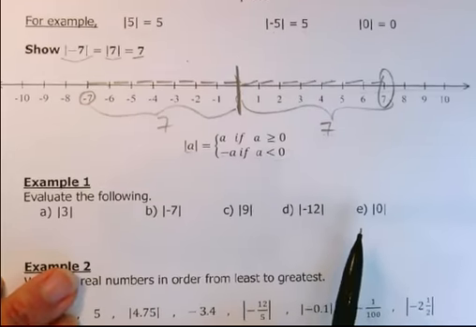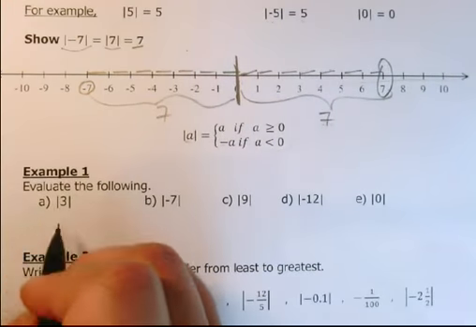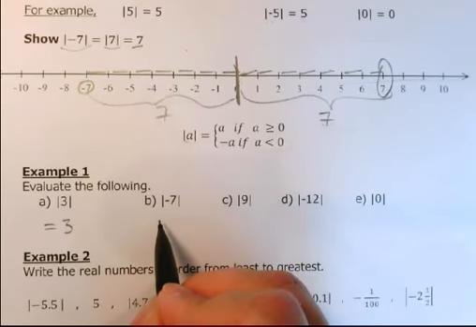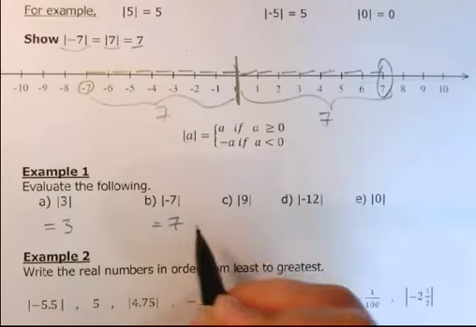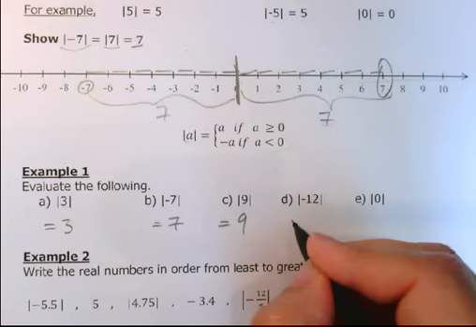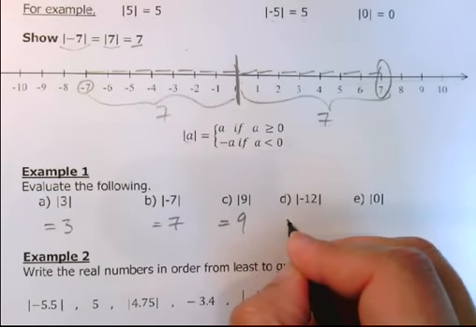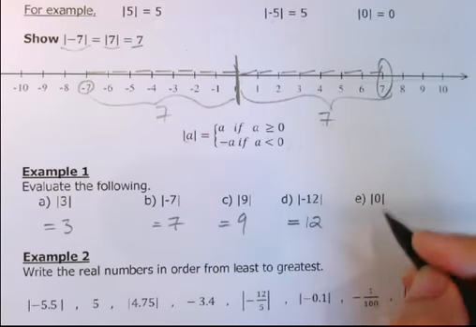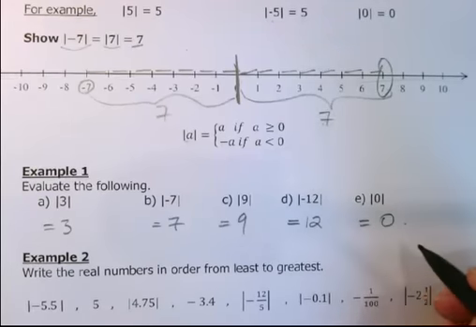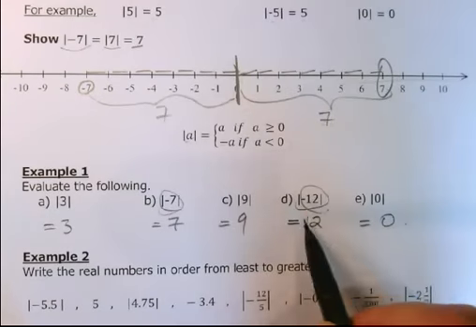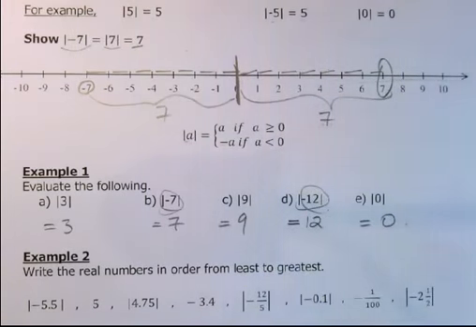So let's look at evaluating the following questions. Real quickly, the absolute value of 3 is 3. The absolute value of negative 7 is positive 7. The absolute value of 9 is 9. The absolute value of negative 12 is 12. And the absolute value of 0 is 0. So if ever there is a negative number inside of the absolute value signs, the answer comes out positive.